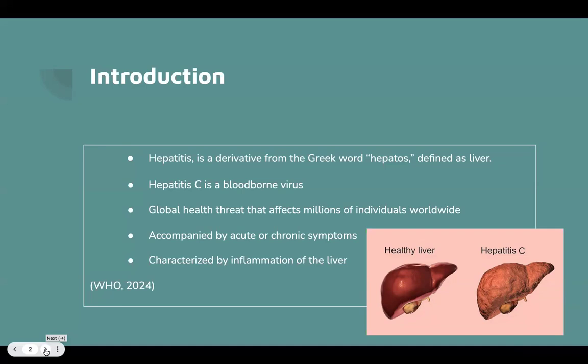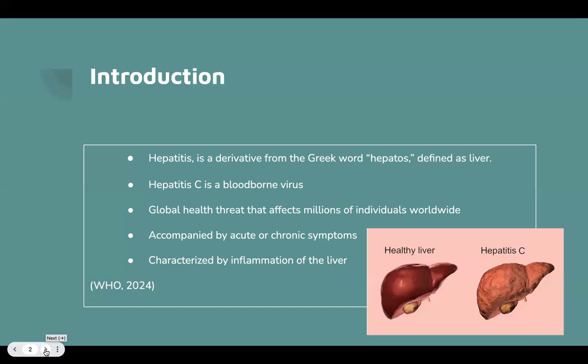Hepatitis C is one of 5 different strains of hepatitis. However, hepatitis C differs in the mode of transmission and the preventative measures. Hepatitis C is a blood-borne virus, meaning that it is spread through blood-to-blood contact, which opens the door to a variety of different risk factors.